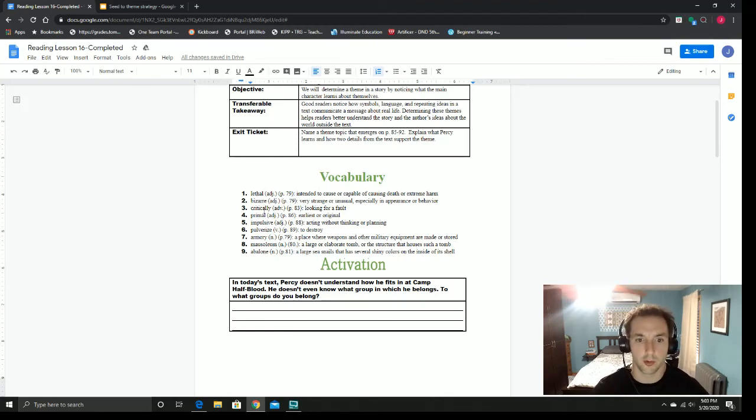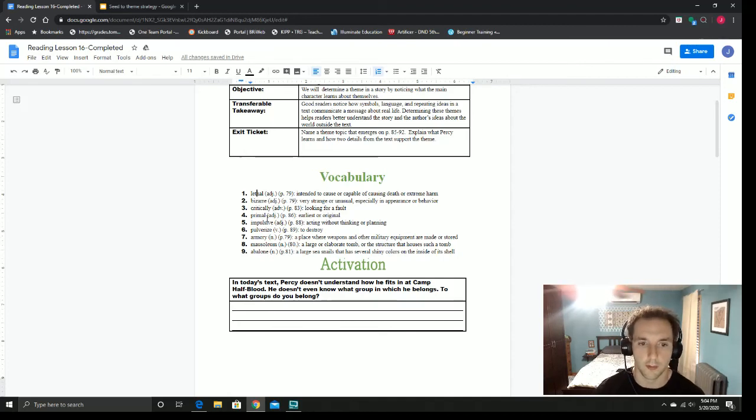The third word is critically, looking for a fault. That happens when you and your friend are doing something, maybe dancing, we'll say that, and you dance for a little bit, and then it's their turn, they go up and do their dance video, and you want to be better than them, so you are critically looking to see if they made a mistake.